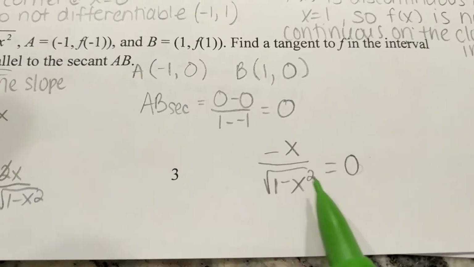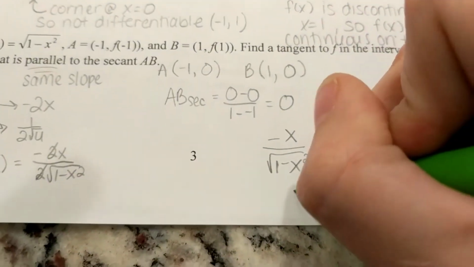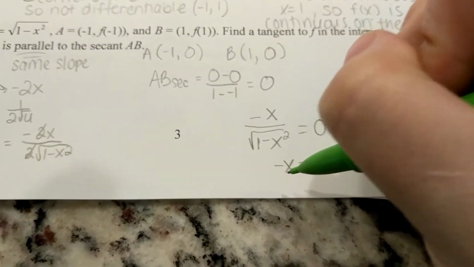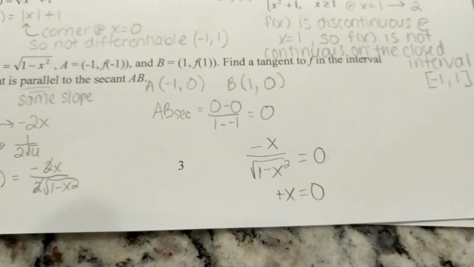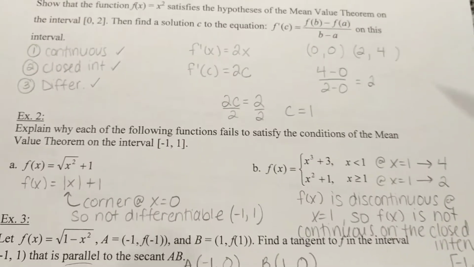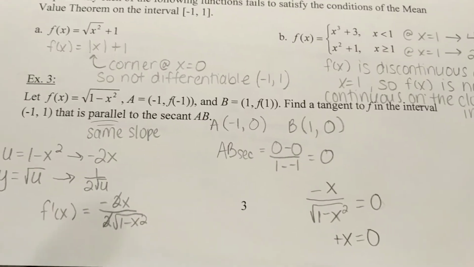So to solve this one, I'm just going to multiply by this bottom piece, which gives me 0. So I end up getting -x equals 0, which divide by -1, you get x equals 0. So this one has a tangent line parallel to its secant line at x equals 0.